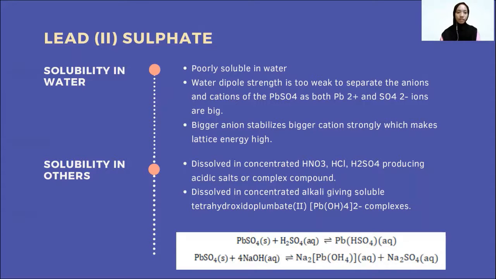Solubility of lead sulfate in other substances. Lead sulfate will dissolve in concentrated nitric acid, hydrochloric acid, and sulfuric acid, producing acidic salts or complex compounds. It will also dissolve in concentrated alkali, giving the soluble tetrahydroxidoplumbate(II) complex.